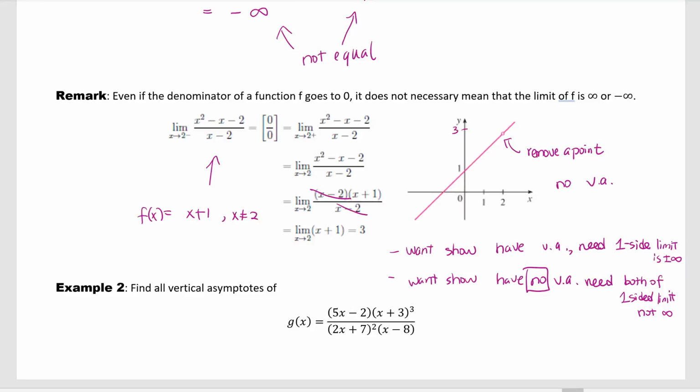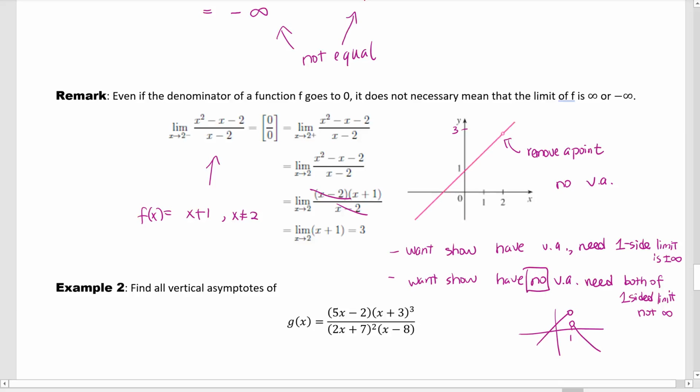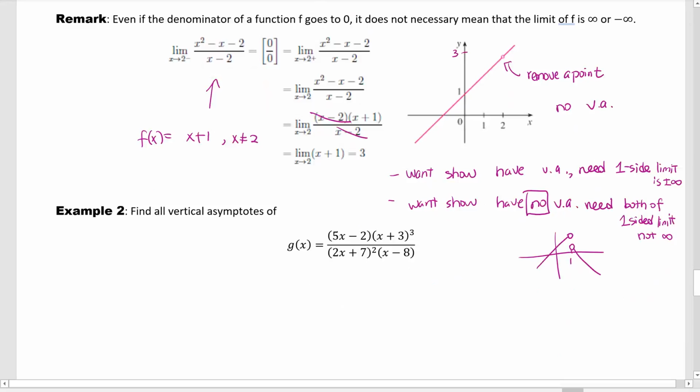Okay, so for example, I can have a picture like this. Let's say this is 0.1. Well, do we have an asymptote there? Well, you need to check the left side of the limit. But if on the left side of the limit you get a number, that's not enough. You also need to check the right side of the limit to see whether it's a number. If both of the one-sided limits are numbers, then we don't have a vertical asymptote. But if you want to show we have a vertical asymptote, you just need one of the sides, and you check we approach infinity or minus infinity.